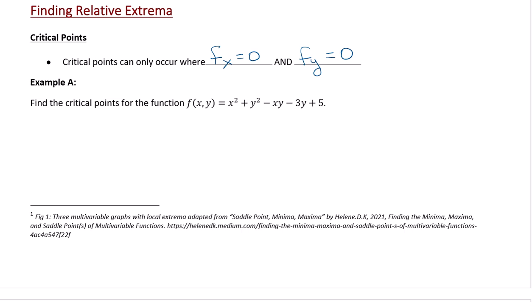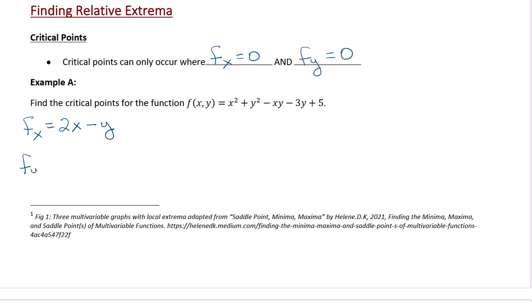So let's take a look at example A. We want to find the critical points for the function f of x,y equals x squared plus y squared minus xy minus 3y plus 5. So our first order partial derivative with respect to x will give us a 2x in the first term, minus a y in the third term, and the other terms don't have x, so they'll be 0.